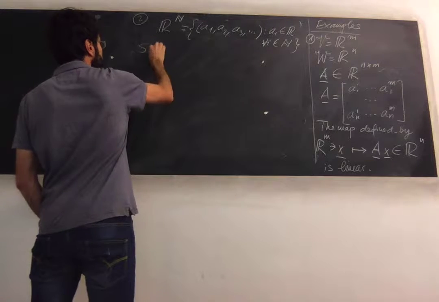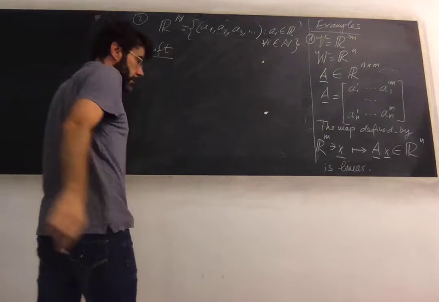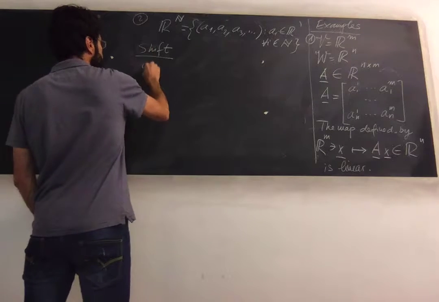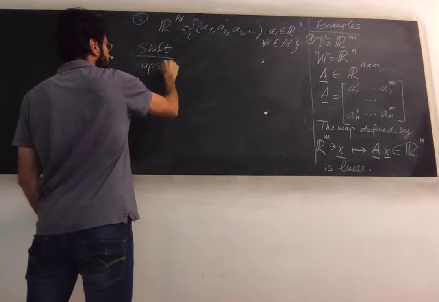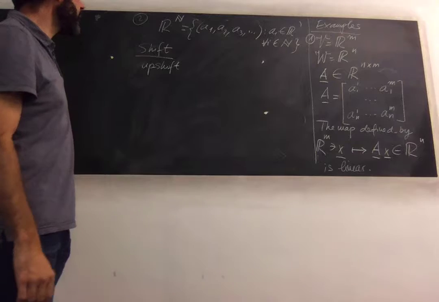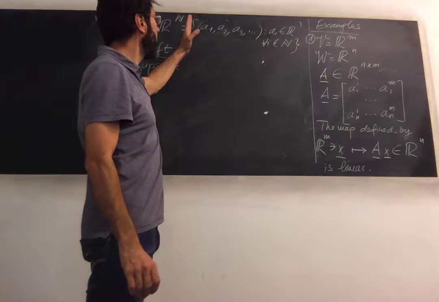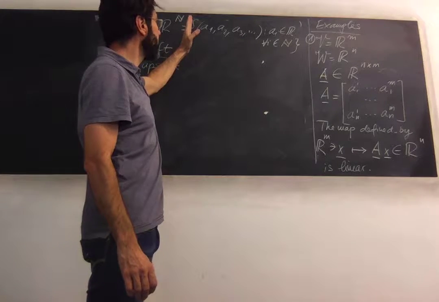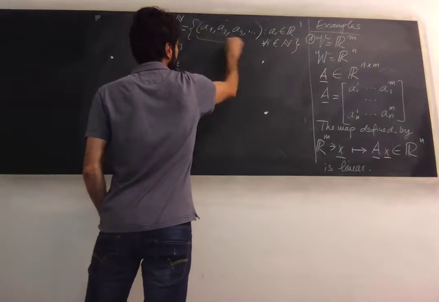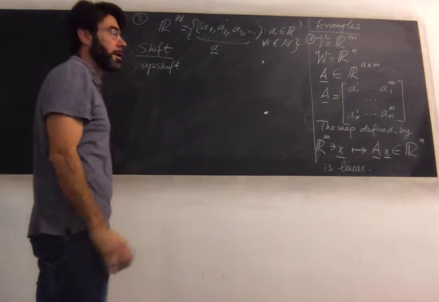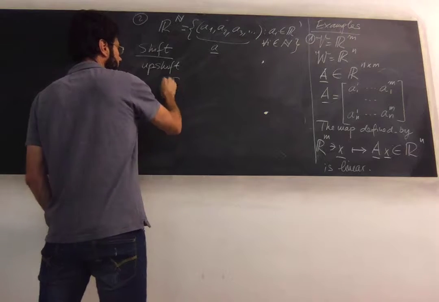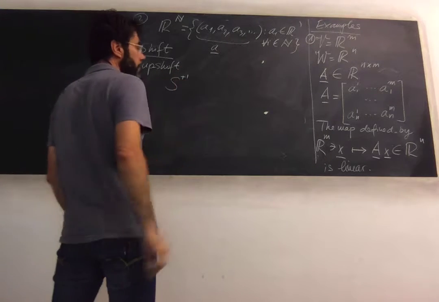For example, let's consider the shift. Okay, so an upshift, or you can put a hyphen if you want. Upshifting means that I'm moving the whole sequence up. So the upshift of this one here, let's call it a with an underline. Let's give it a name: upshift I'm going to call S for shift, and up I'm going to say +1.